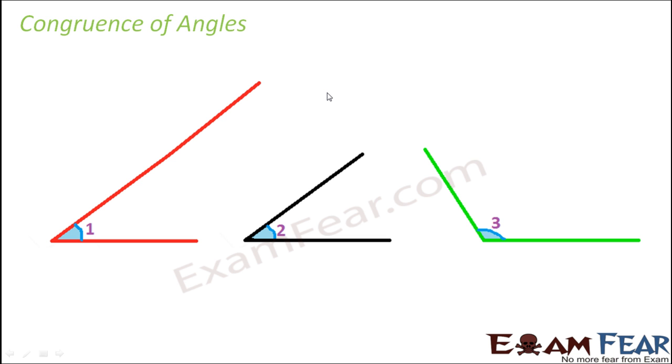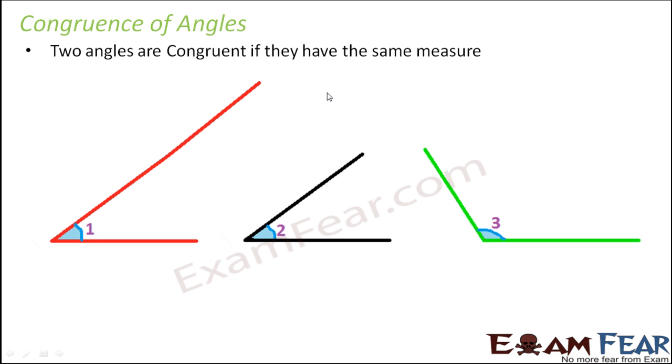Let us now talk about congruence of angles. How do we know that two angles are congruent? If they have the same measure, that is, the measurement of the angle is what matters. Now this is interesting. On the screen you see three different angles, angle 1, 2 and 3. You have to tell which of these angles are congruent with each other and which are not congruent with each other.